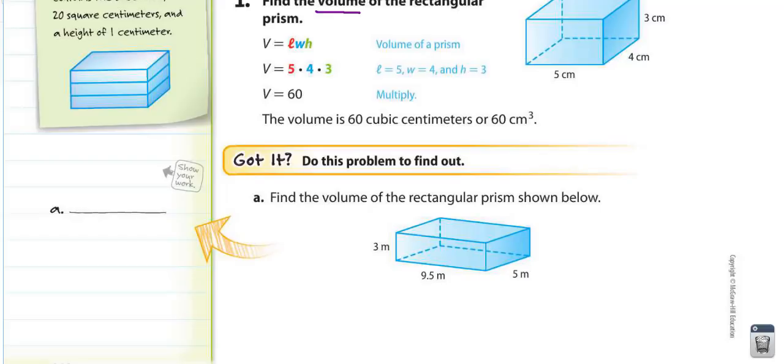All right, so you should have multiplied 3 times 9.5 times 5. Order doesn't matter. 3 times 9.5. Now, if you did the base first, then you'd have 9.5 times 5 times 3. I would reorganize this as 3 times 5 times 9.5.